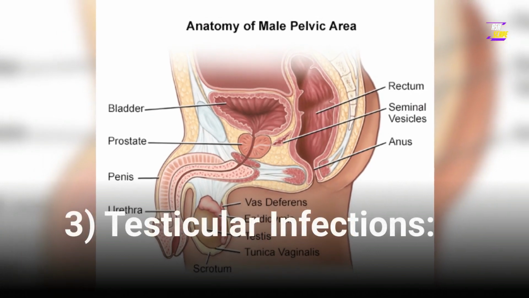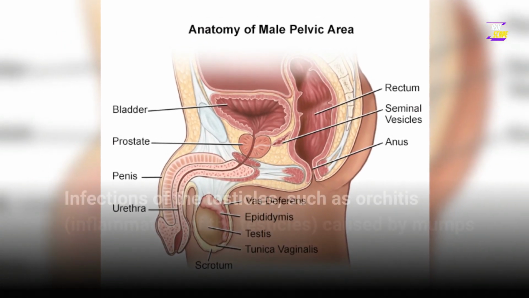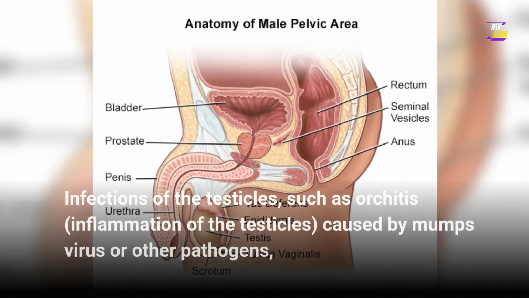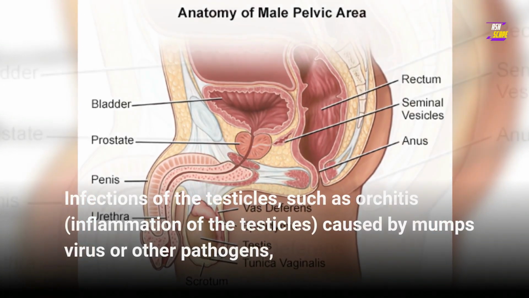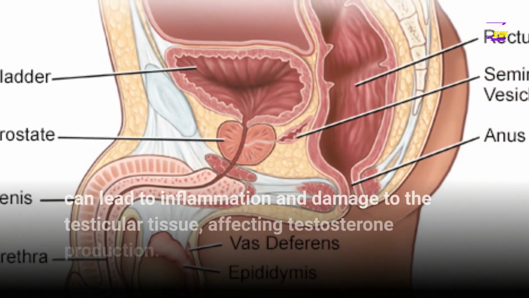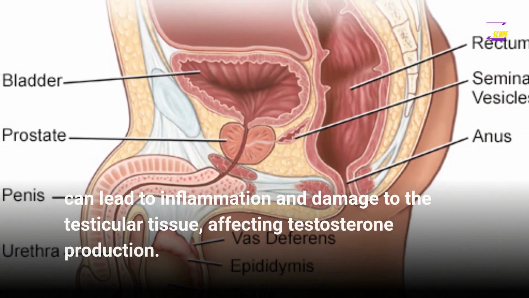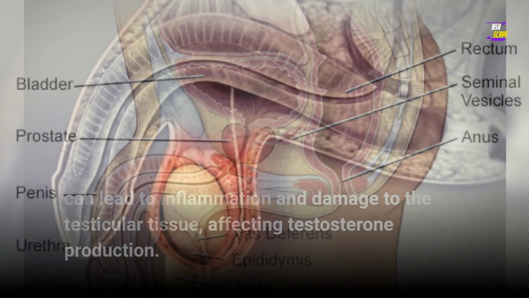3. Testicular infections. Infections of the testicles, such as orchitis, inflammation of the testicles, caused by mumps virus or other pathogens, can lead to inflammation and damage to the testicular tissue, affecting testosterone production.